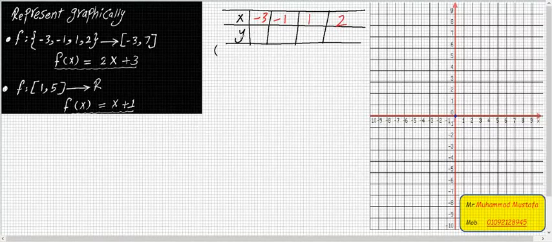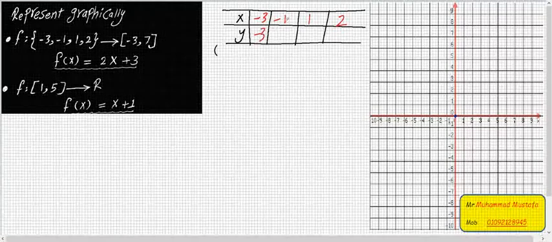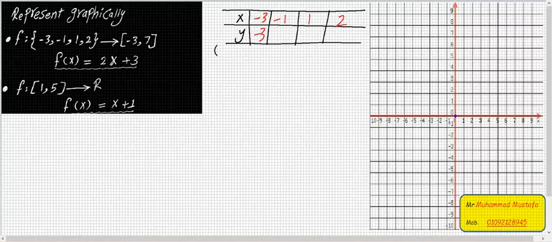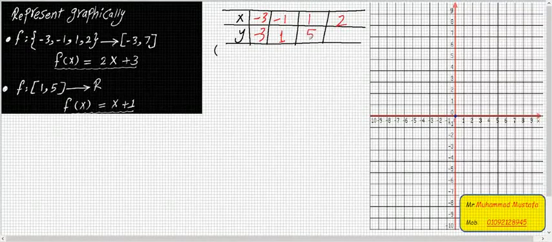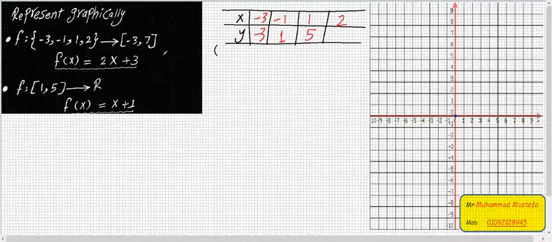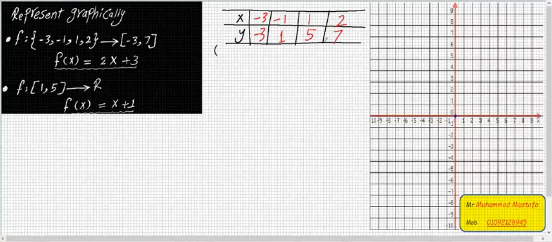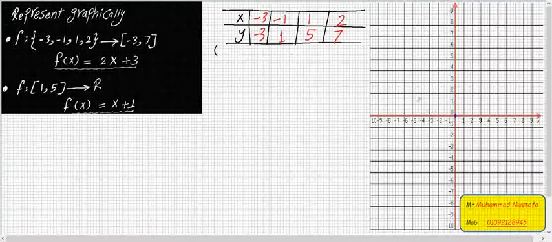Put x equals negative 3: 2 times negative 3 is negative 6, plus 3 equals negative 3. At x equals negative 1: 2 times negative 1 is negative 2, plus 3 equals 1. At x equals 1: 2 plus 3 is 5. At x equals 2: 4 plus 3 equals 7. We represent these points graphically.